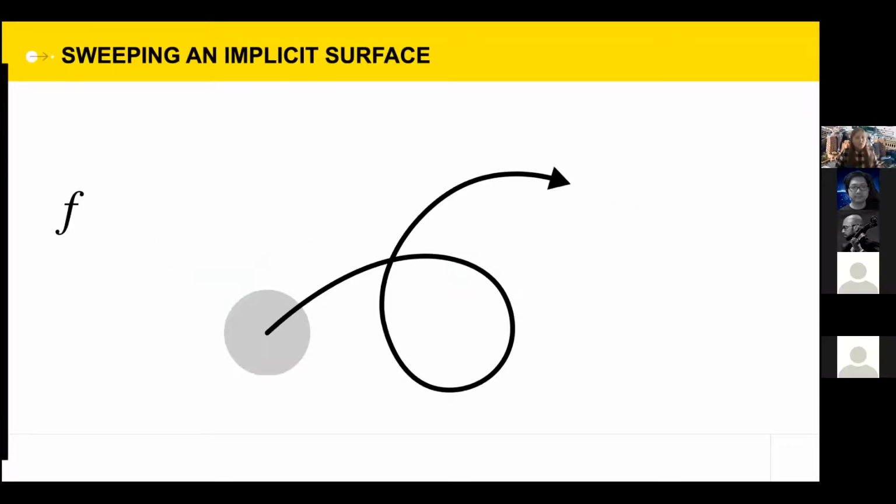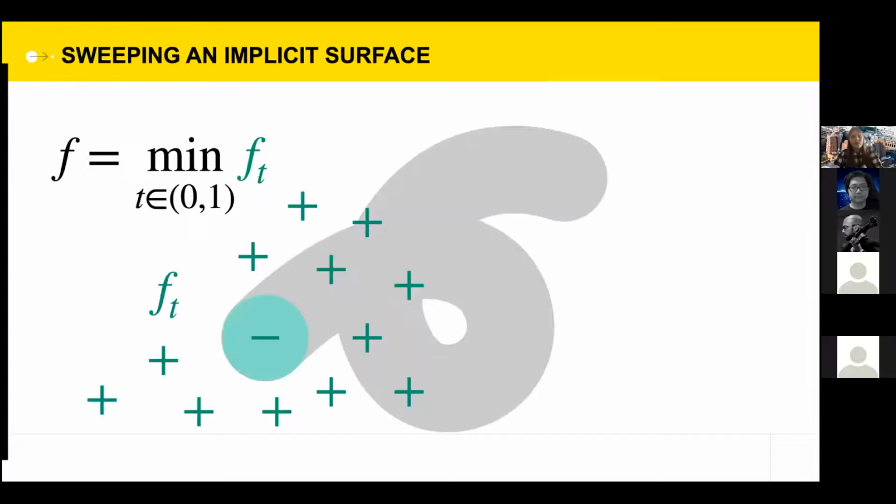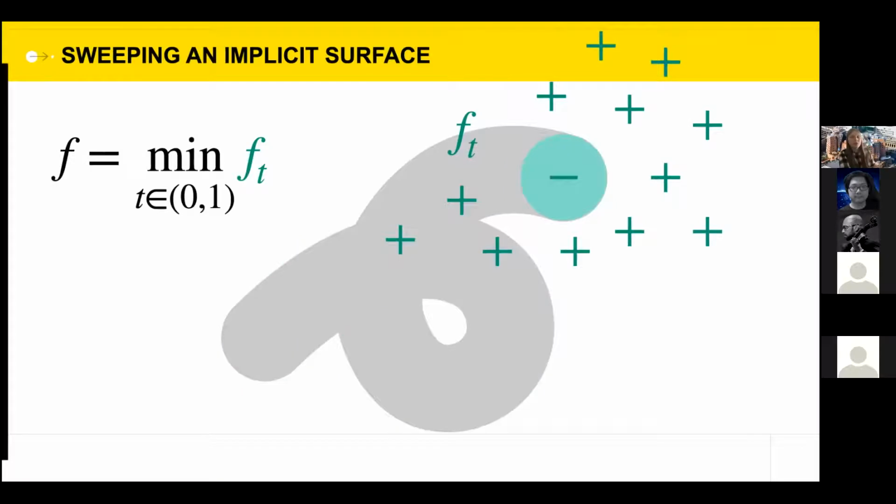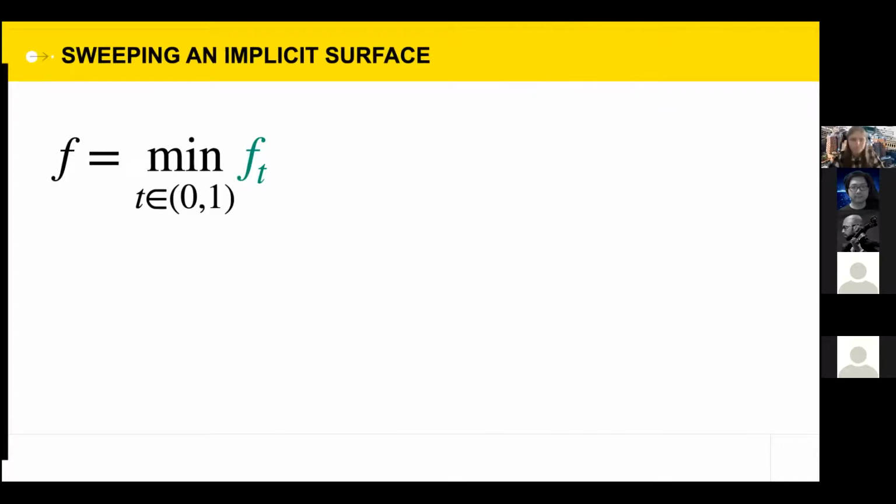Well, a swept volume is kind of a version of that, right? A swept volume of this disk is basically a union of an infinite number of shapes, which we can parameterize by some time parameter t. And then the implicit function f, which represents the swept volume, will just take the minimum of all these f_t. Well, how do we calculate this minimum?